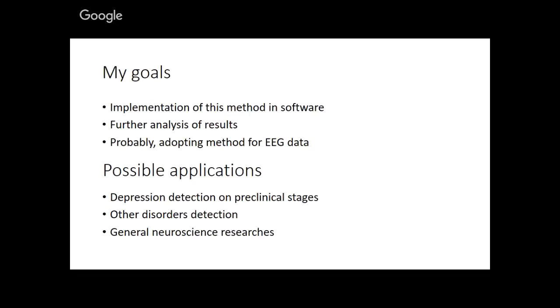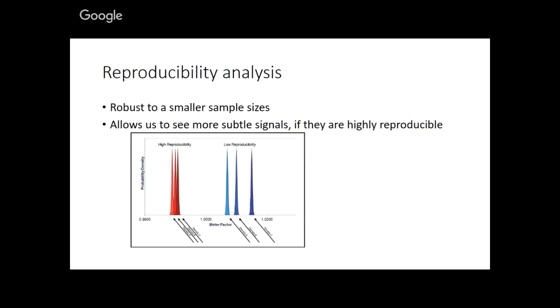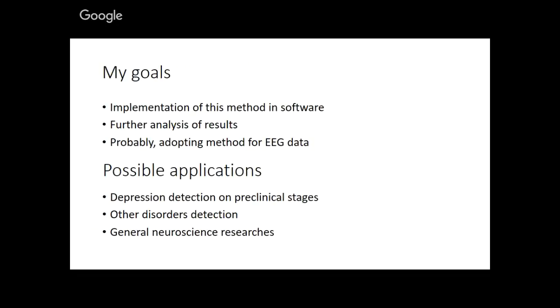Maybe I will adapt this method for EEG data. That's something that Sebastianov told me we would probably do, but I'm not sure how just yet. And in general, the application of this method is just better neuroscience research, because again, subtle details are important. Smaller sample sizes too, since sometimes it's inconvenient to collect a lot of data. Things like that. That's all I have for today.